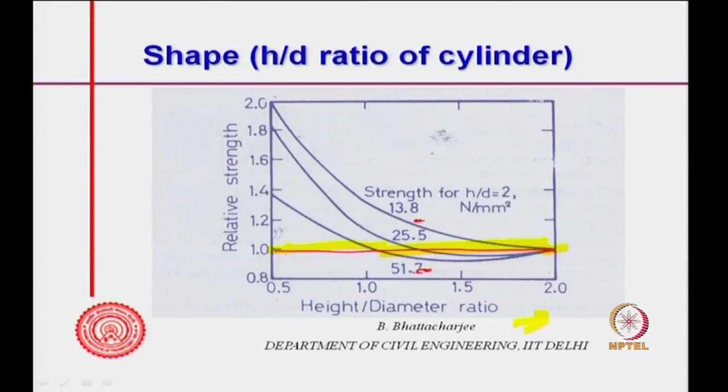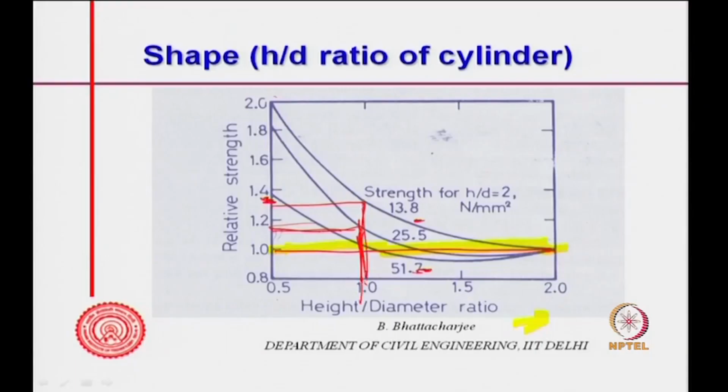So, for this effect, let us say L by D equals 1, you get about 1 point something, depending upon the strength; some cases you might get around 1.3, some 1.35 or something, some cases you can get very close to 1.2 and so on and so forth. So, depending upon the situation, depending upon the strength, this ratio is for cube or cylinder having L by D ratio of 1, compared to cylinder having 2.